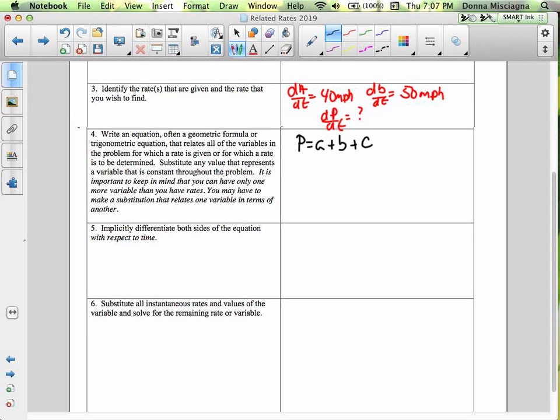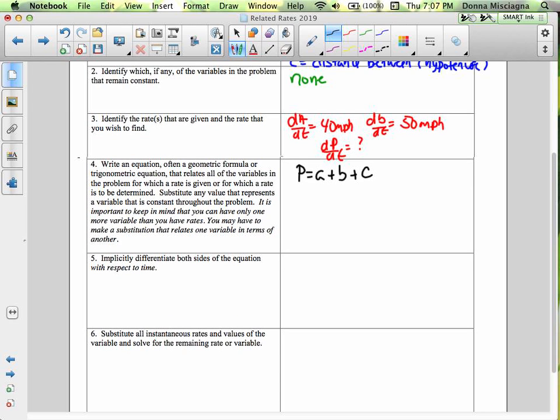Now remember, this is a right triangle. So A squared plus B squared equals C squared. Actually let me put the C squared by itself, since that's the one that's going to be replaced. So C squared equals A squared plus B squared. So we could replace C with the square root of A squared plus B squared. C does need to stay a variable because it's changing. It's not remaining constant.